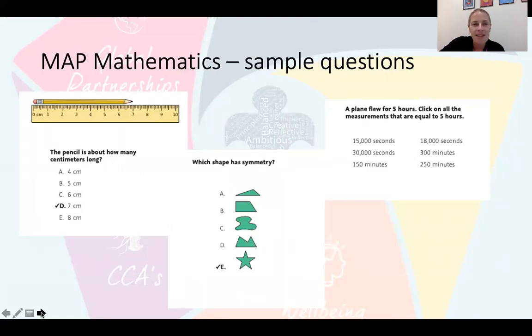And then here are some math sample questions. We've got an image here of the pencil with the ruler, asking them to use their measuring skills. We've got some geometry questions about shape. And then we've got some time and measure questions here. A plane flew for 5 hours. Click on all the measurements that are equal to 5 hours. And when they're doing the math test, students have different icons as well. For some questions, they are allowed to use calculators and rulers and protractors. And then other questions, they use their mental arithmetic skills.